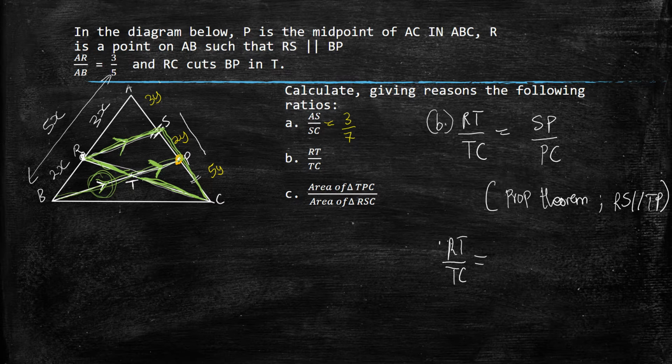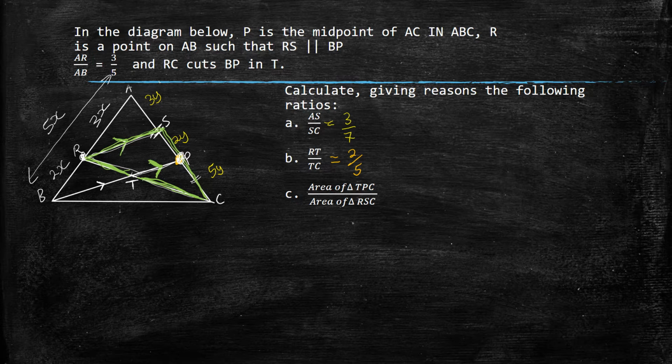It will be equals to, what is your SP? We already calculated SP. It was 2y over, what is your PC? Remember PC was equals to AP, because P is the midpoint of AC. So it's equals to 3y plus 2y, which we saw was 5y. So that was our PC there. We are substituting PC, which is 5y. Then y and y will cancel. Then the ratio will be 2 over 5.